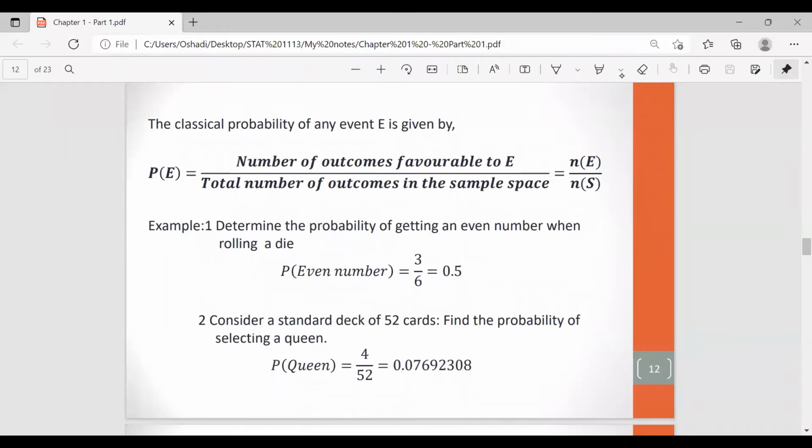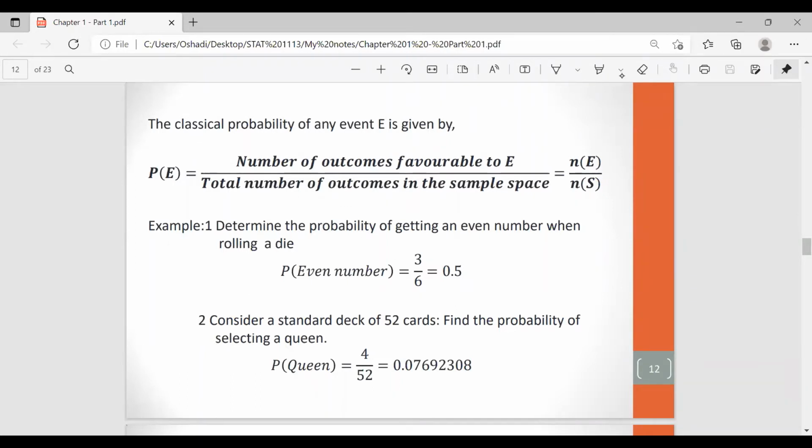So the classical probability of any event can be calculated using this simple equation. The probability is equal to the number of outcomes favorable to E divided by the total number of outcomes in the sample space. So it's very easy to understand. So let's consider an example. Determine the probability of getting an even number when rolling a die, right? So we are rolling a die. So the event is getting an even number, right?